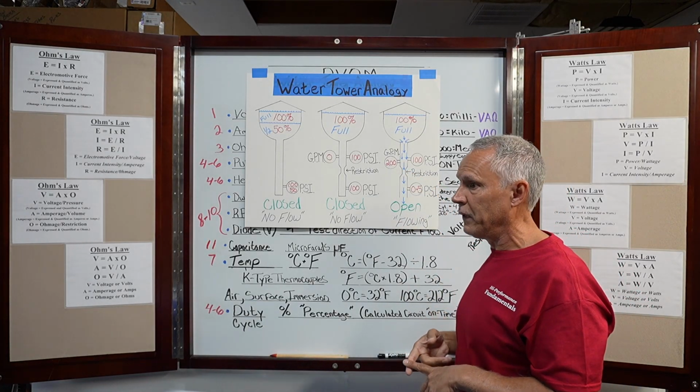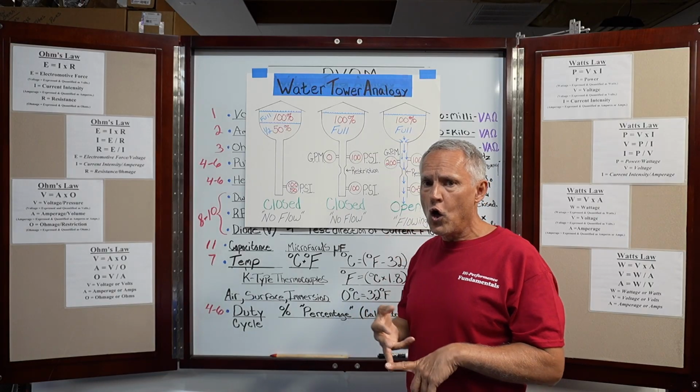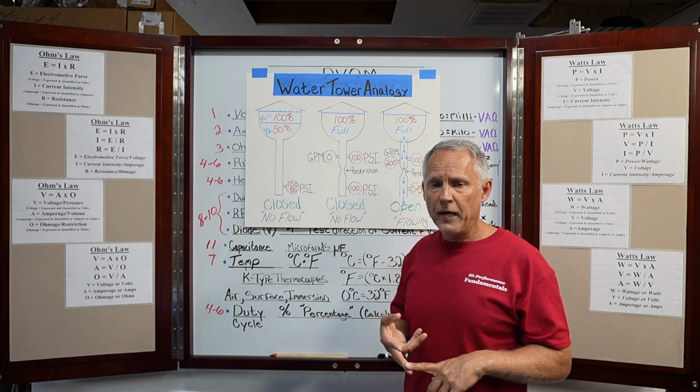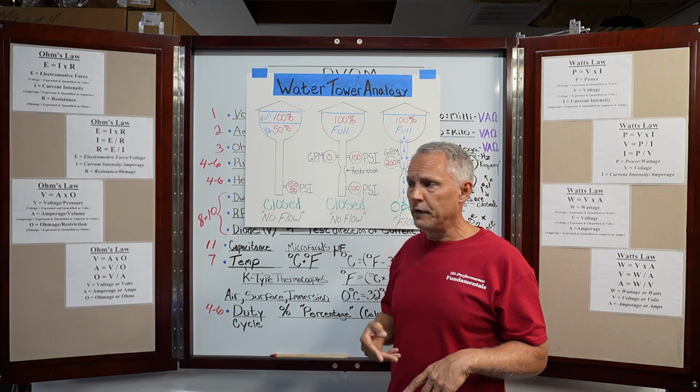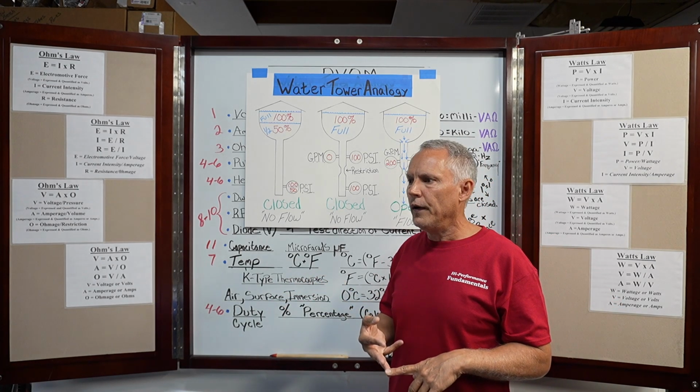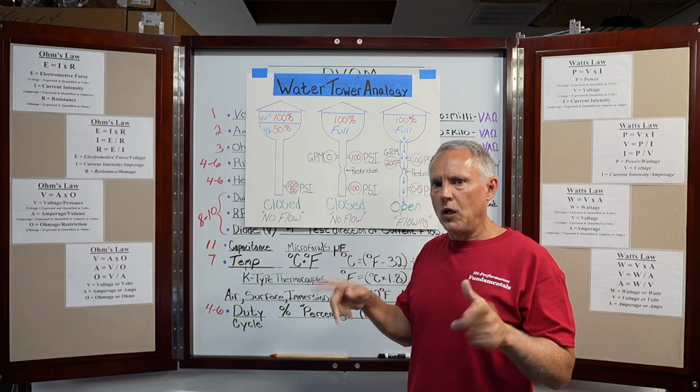The resistance could be a resistor. It could be the load. A load being a light bulb. It could be an electric fan motor. It could be a fuel injector. It could be any type of load, the starter motor, whatever it might be, the load in the circuit.